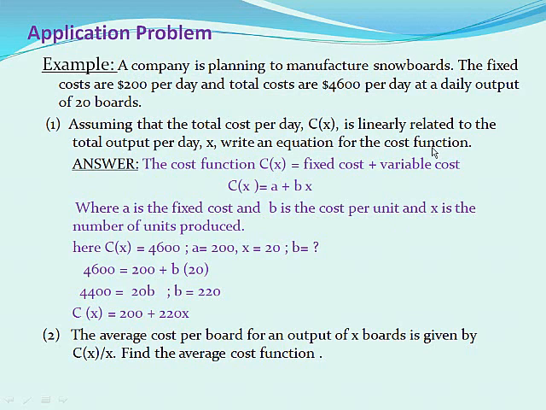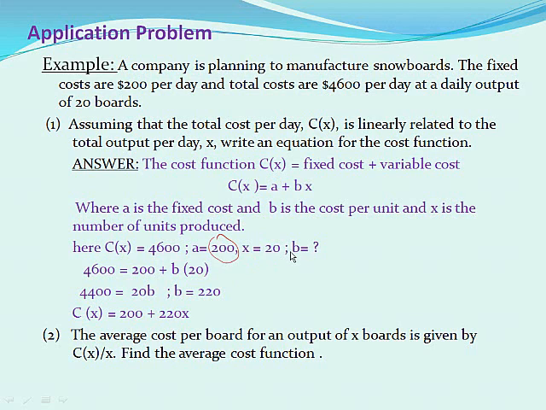We know that the total cost is equal to fixed cost plus variable cost. So we can write C of x is equal to a plus bx, where a is the fixed cost, b is the cost per unit, and x is the number of units produced. It is given that the total cost is $4,600 and the fixed cost is $200 and x is equal to 20. We need to solve for b.